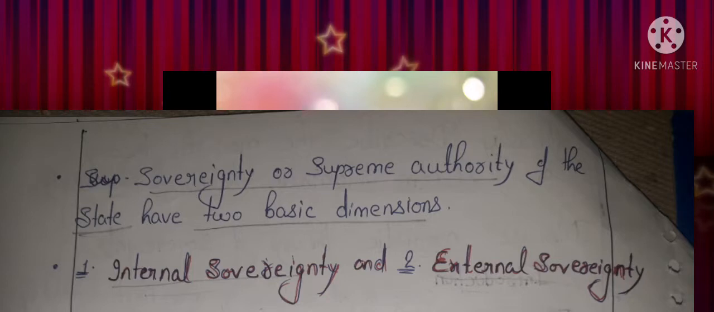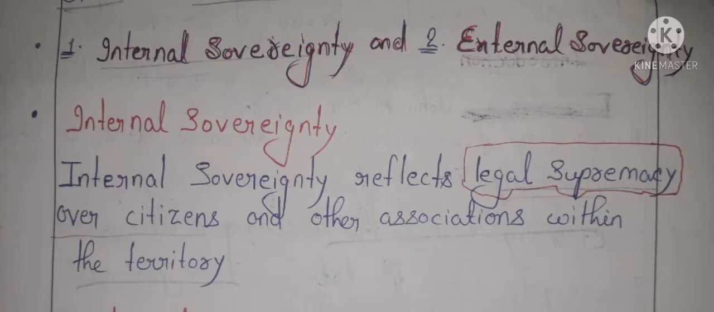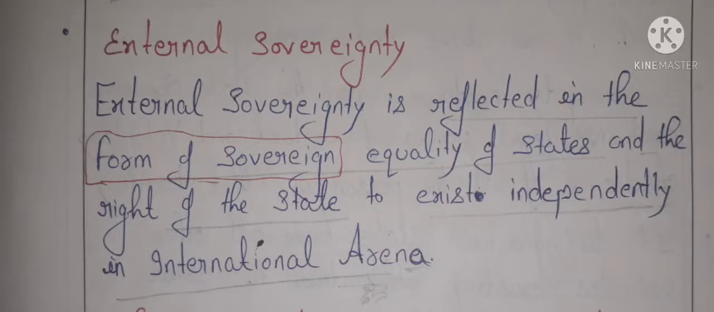Sovereignty or supreme authority of the state has two basic dimensions: internal sovereignty and external sovereignty. Sovereignty के दो डायमेंशन होते हैं, एक इंटरनल और दूसरा एक्सटर्नल. Internal sovereignty reflects legal supremacy over citizens and other associations within the territory. External sovereignty is reflected in the form of sovereign equality of states and the right of a state to exist independently in the international arena.